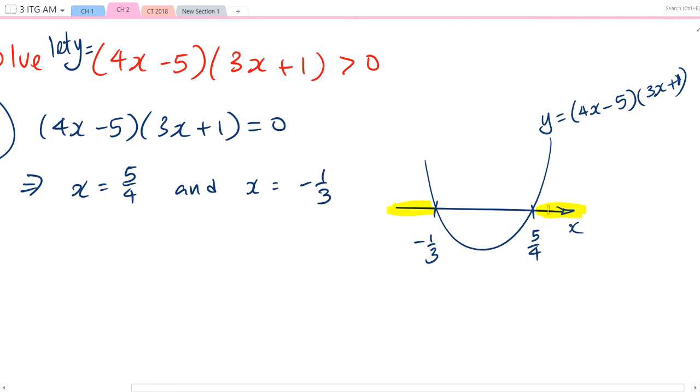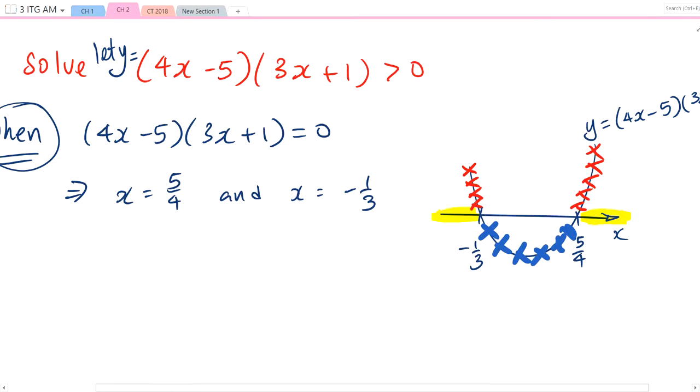Can you all really see that? All these y values, they are greater than 0. Those at the bottom, these are all less than 0. All these y values are less than 0. Okay, and they correspond to the regions of the graph. I want it to be greater than 0 means I want the yellow colored region.